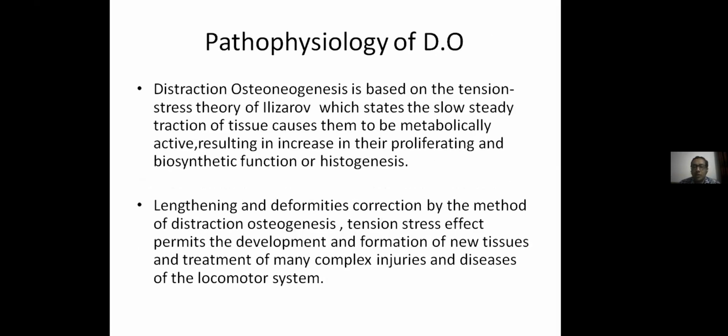What is the pathophysiology of distraction osteogenesis? Distraction osteogenesis is based on the tension stress theory of Ilizarov, which states that slow, steady traction of tissue causes them to be metabolically active, resulting in an increase in their proliferating and biosynthetic function of osteogenesis. In the lengthening and correction of deformities by the method of distraction osteogenesis, the tension stress effect permits the development and formation of new tissue and the treatment of many complex injuries and diseases of the locomotor system.